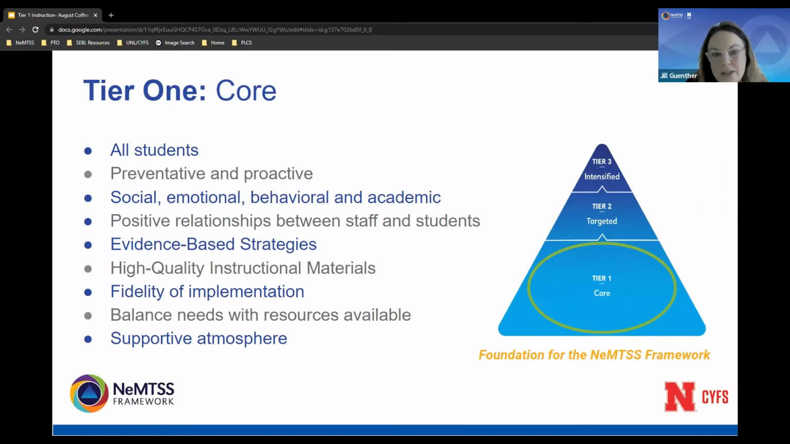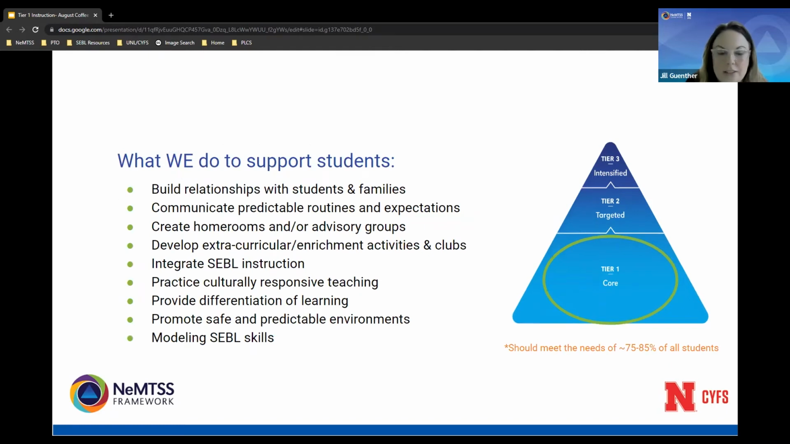So just like Mackenzie had mentioned, really building up and beefing up that tier 1, that foundation of the skills that we're providing students. What we do to support students. So here are just some different examples of some of the things that we're doing to really help build those systems, especially when we're thinking about that tier 1 core instruction.